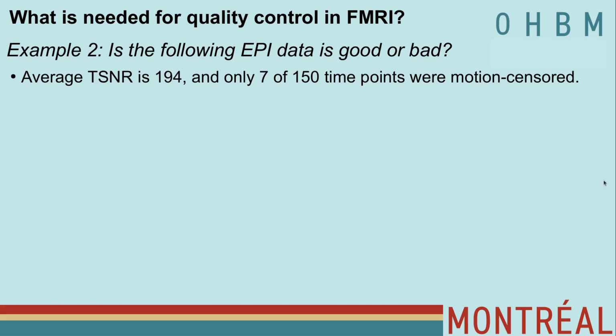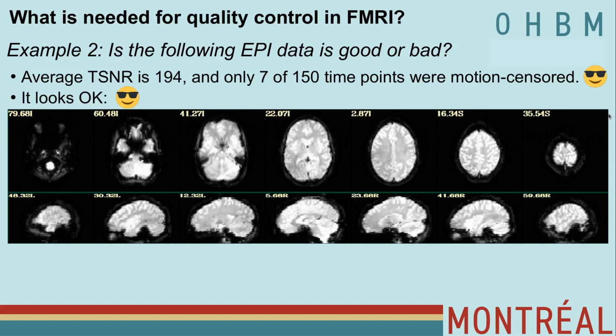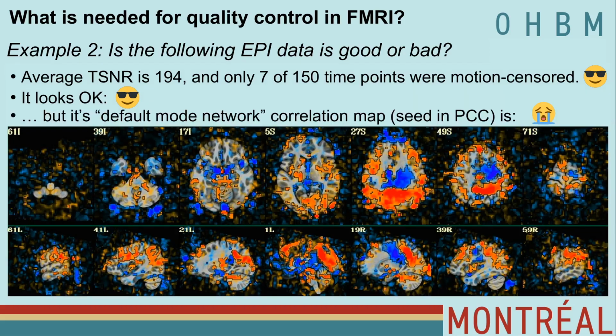Here's another example. In this case, the TSNR on average is even higher. There's only 7 time points that were motion censored, so those are both good traits. And now as we look at our whole brain EPI, that actually looks pretty good. And then what happens if we look at the seed-based correlation map that some quality controls use?